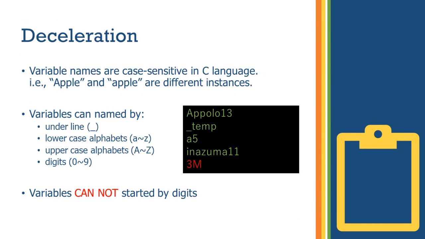Variable names are case-sensitive in C language. Case-sensitive means the uppercase and lowercase of the same alphabet will be recognized as different names. We can name our variables by underline, lowercase alphabet, uppercase alphabet, and digit, but we cannot use digit as the start. We can see example. Apollo13, _temp, A5, Inazuma11 are legal names, but 3M is not.